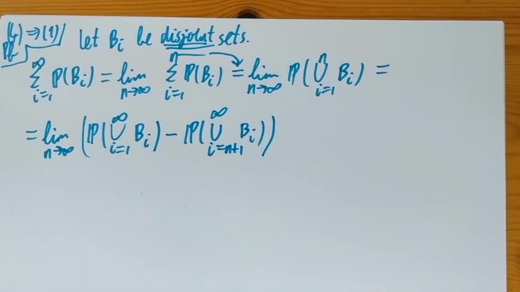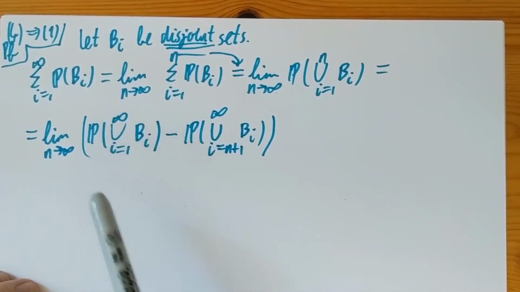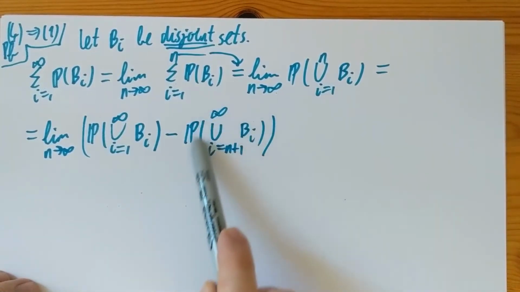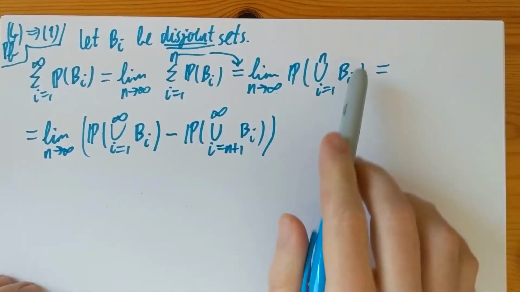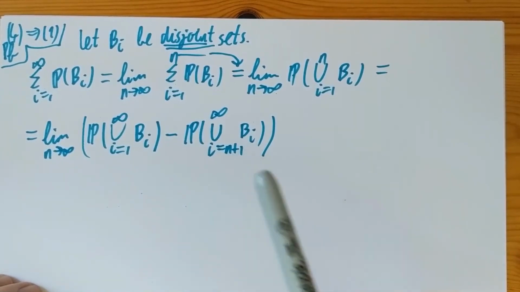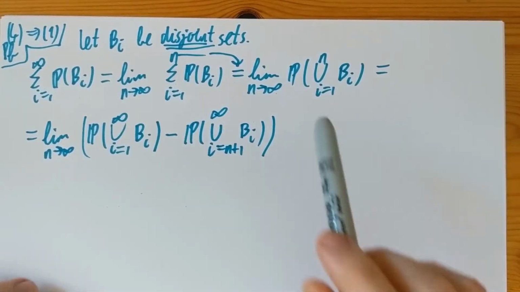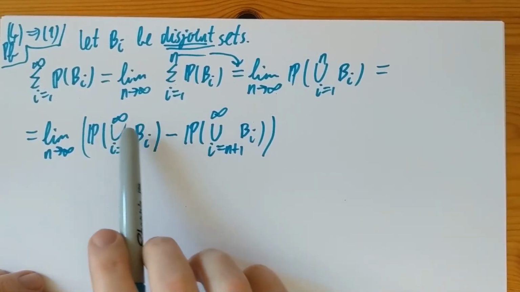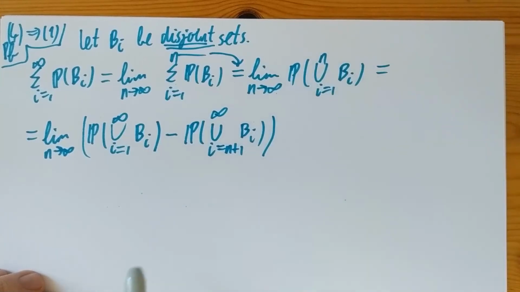Okay, so the reason is that this infinite union contains my finite union and the rest. These two are disjoint. The finite union has b's from 1 through n, the rest has b's from n plus 1 to infinity. The b's are disjoint, so these two unions are disjoint. And therefore I can take the probability of the difference, which is this finite union, is the difference of the probabilities, which is here. Okay, so that's my next step.